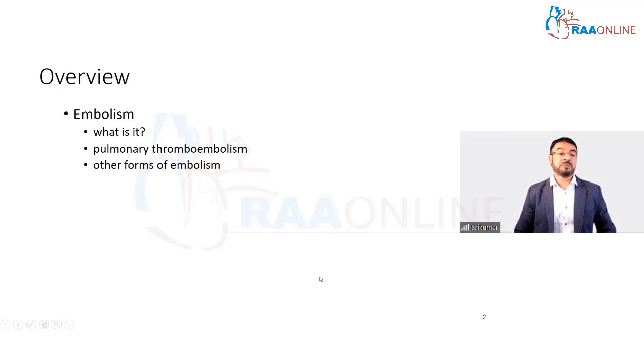So in today's session, I'm going through an overview of what an embolism is, and I'm going to go on to a few types of embolism, more specifically focusing on pulmonary thromboembolism, because you need to know clinically various aspects of pulmonary thromboembolism. This is where you will see a clinical pathological correlation and a little bit on other forms of embolism.